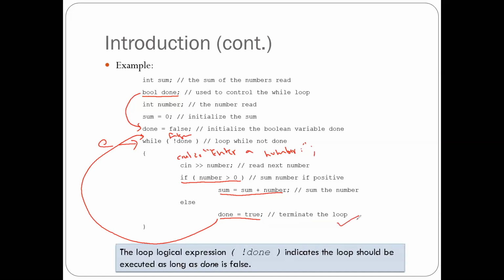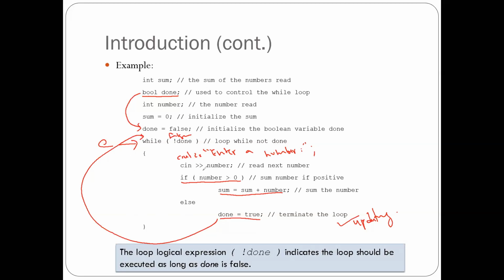This we recognize as updating. Don't worry, sometimes the question gives it like this, asking you to read this code. They will not ask you questions about the Boolean flag control structure. Don't worry. The loop logical expression not done indicates the loop should be executed as long as done is false. As long as the while is true, it will keep asking. It means as long as the number the user enters is positive, it will repeat.